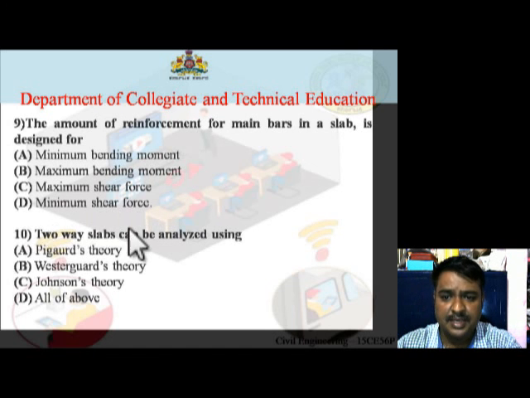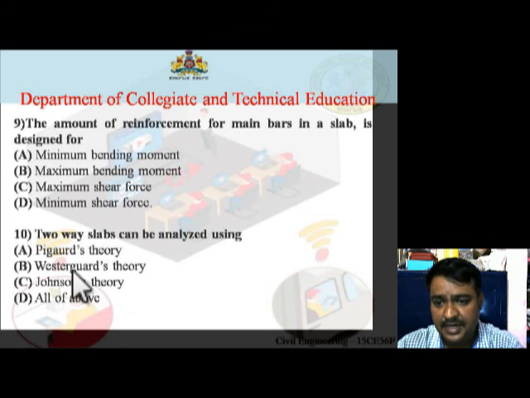Two-way slabs can be analyzed using first one, Pigot's theory, Westgaard's theory, Johnson's theory, all the above. See, the two-way slabs can be analyzed using, you all know, Westgaard's theory. So they have given 4 options. The right answer is Westgaard's theory.